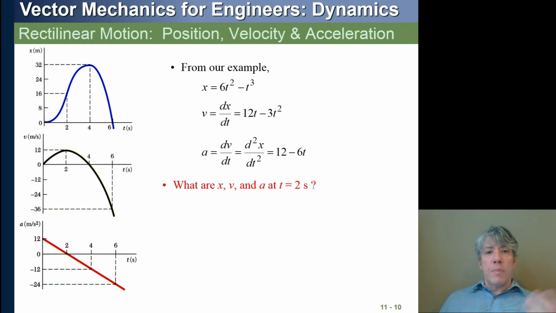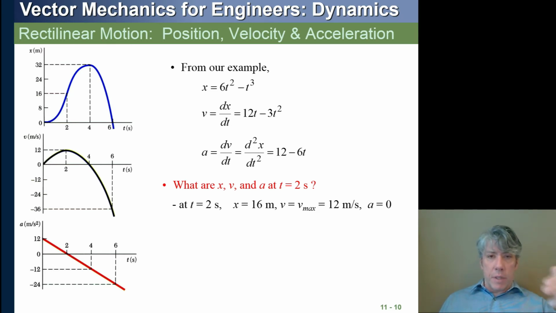Now from our example of position equals 6t squared minus t cubed, we've already come up with the equations for velocity and acceleration, so the functional relationship of those two things on time. So what are the positions, velocities, and accelerations at a time of 2 seconds? Well, that's pretty easy to figure out because all we really need to do is look at the time axis at 2 seconds, and from the position graph we can read off that the position is 16 meters. From the velocity graph we can read off that the velocity is 12 meters per second, and from the acceleration graph we can read off that the acceleration at 2 seconds is exactly 0.